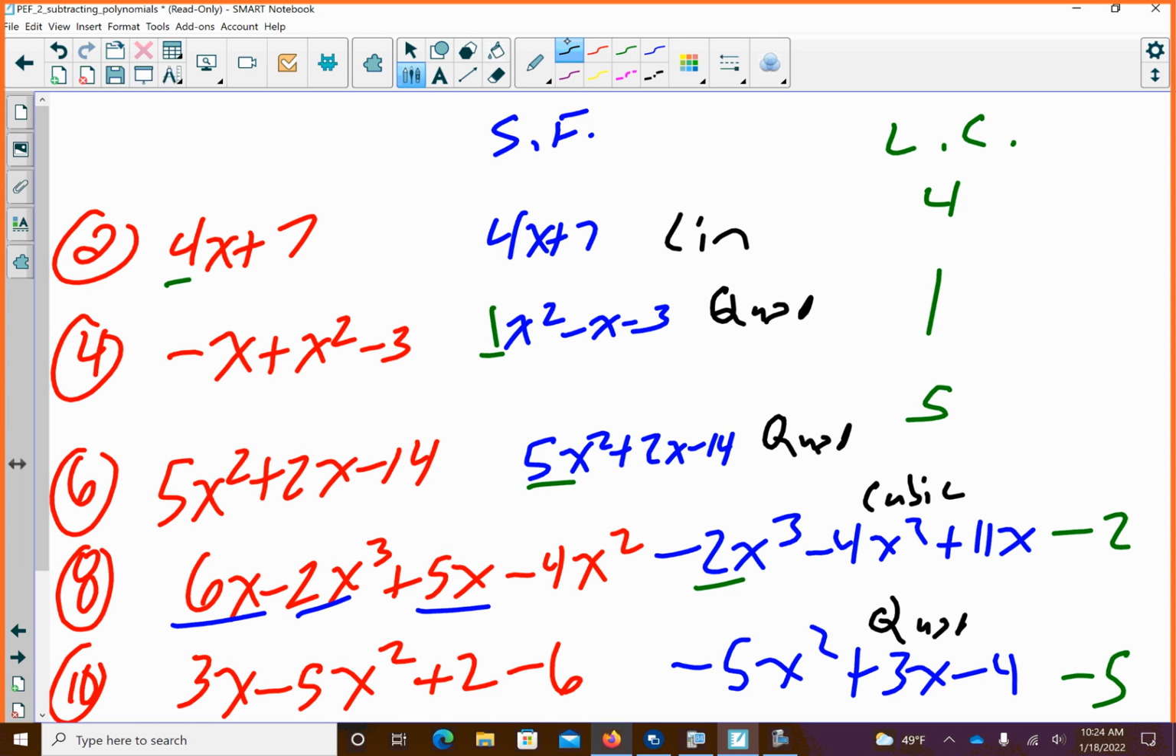Name by number of terms. If we name by terms, there's two terms, so it's a binomial. This is a trinomial. 3 terms, trinomial. 3 terms, trinomial.